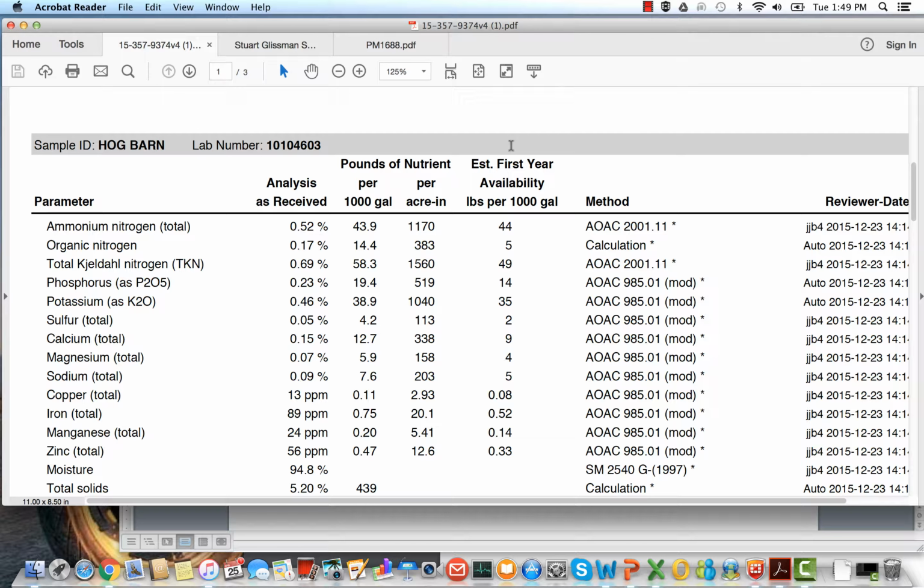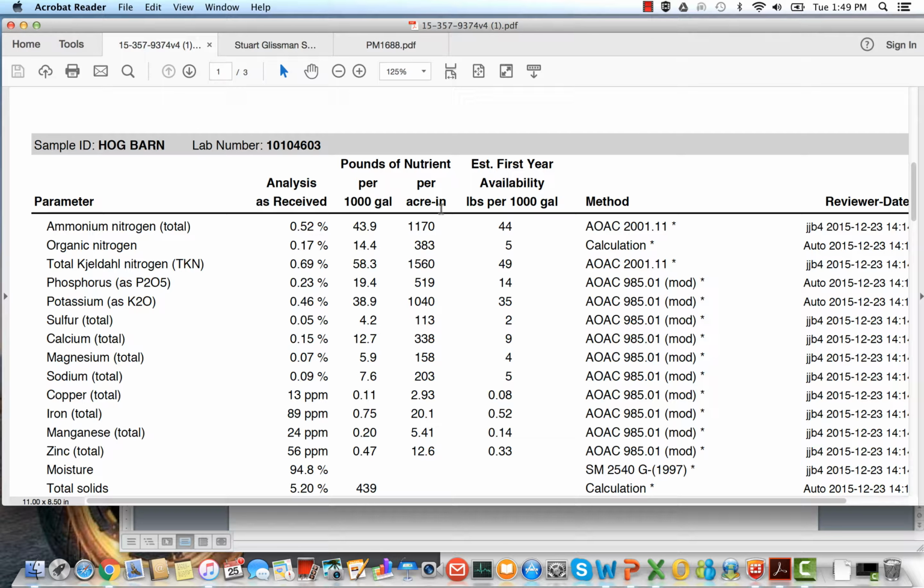So since we're injecting it, we'll be able to take credit for that ammonia. That's one of the first big questions that's out there, is with ammonia. It's certainly volatile and can be lost to the atmosphere. And if you just lay the product over the top and don't incorporate it in, a lot of times you'll lose quite a bit of that ammonia nitrogen. But in our case, we're going to inject it, so we'll be able to take full credit.